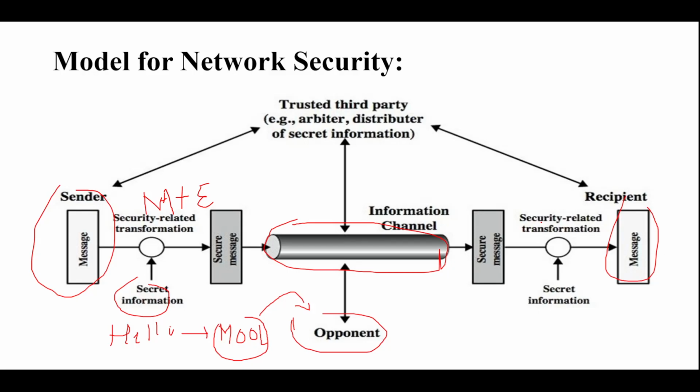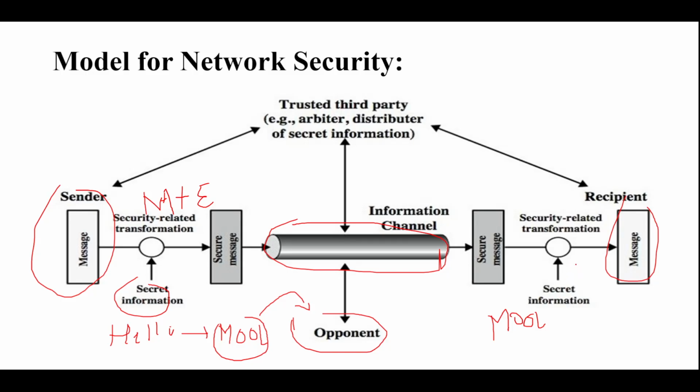So this information channel can be the internet or any other channel through which the message can be sent. Now coming toward the receiver end, the coded message is received, which is the secret information. Here it is received as the coded message, that is MOOL, which is converted from hello to MOOL.